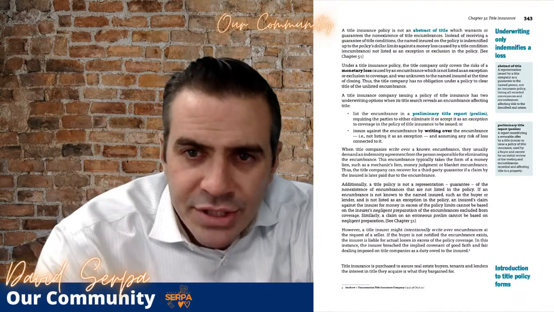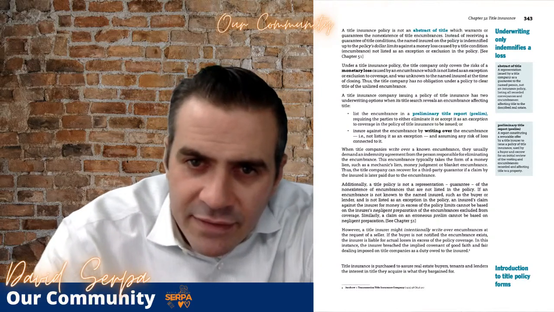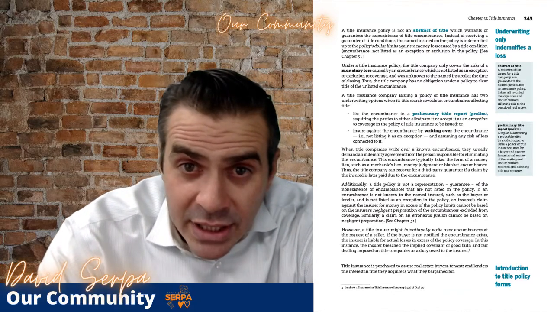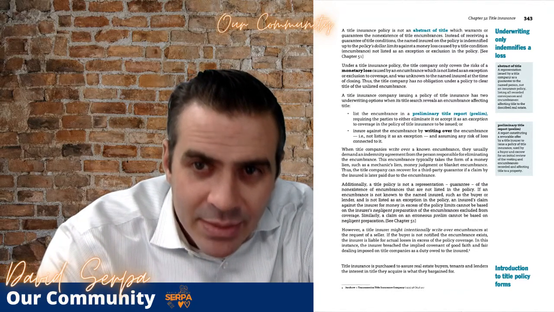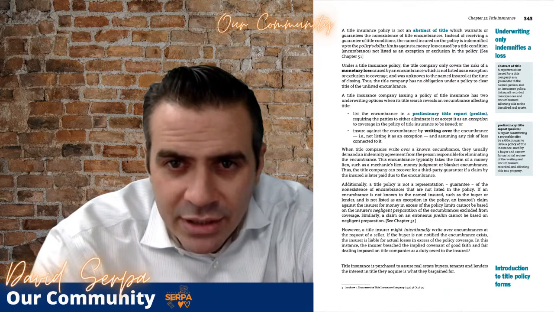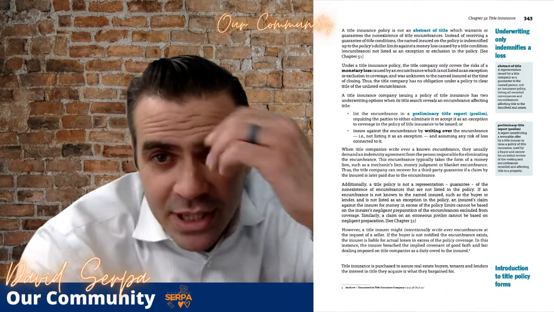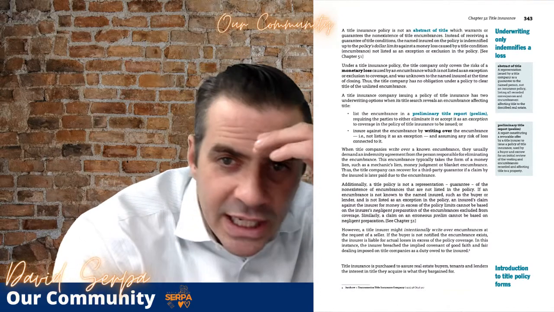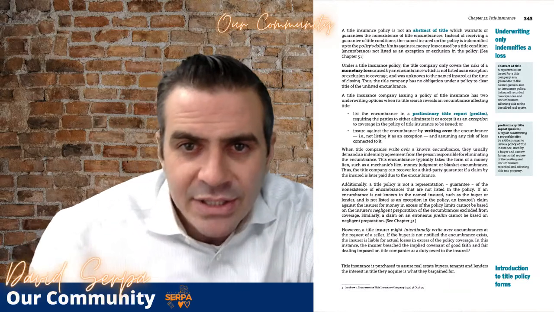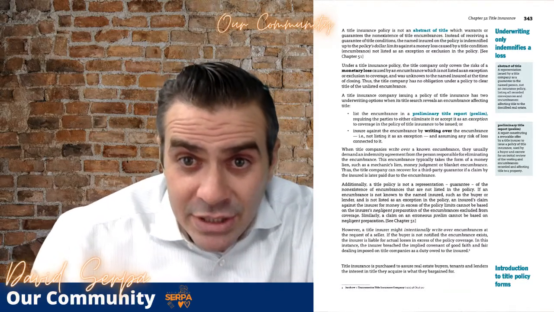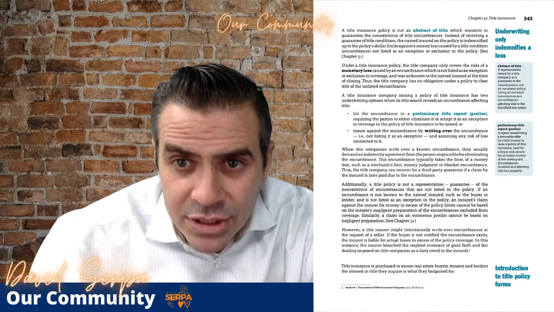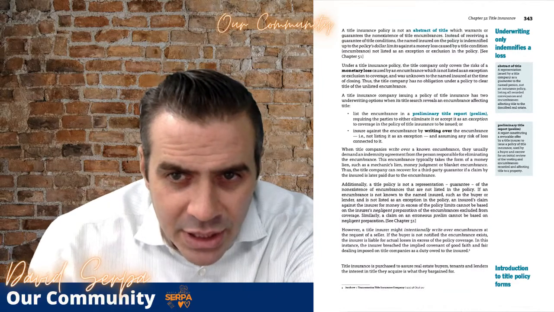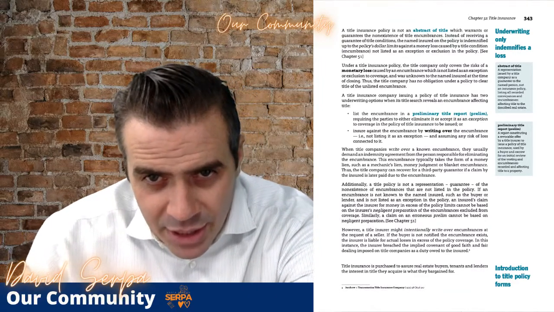Additionally, a title policy is not a representation or guarantee of the non-existence of encumbrances that are not listed in the policy if an encumbrance is not known to the named insured, such as the buyer or lender, and it is not listed as an exception to the policy. An insured's claims against the insurer for money in excess of the policy limits cannot be based on the insurer's negligent preparation of the encumbrances excluded from the coverage. Similarly, a claim on an erroneous prelim cannot be based on negligent preparation.